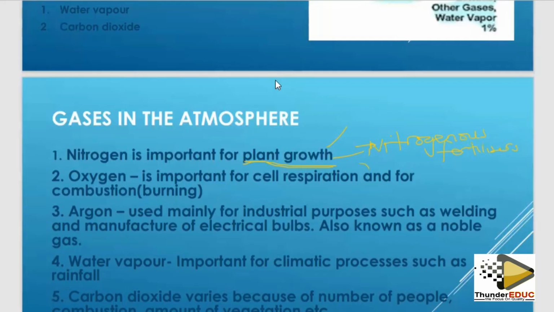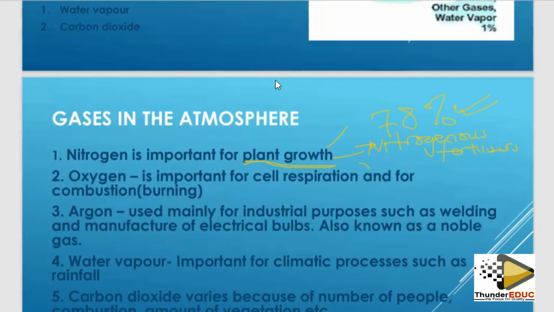Right, that's basically nitrogen, and we have to remember that nitrogen, we said, is the major contributor to the percentage composition of the atmosphere, which is ranked at 78%. Then we go on to oxygen. Oxygen is important for cell respiration and for combustion, or what you call burning.